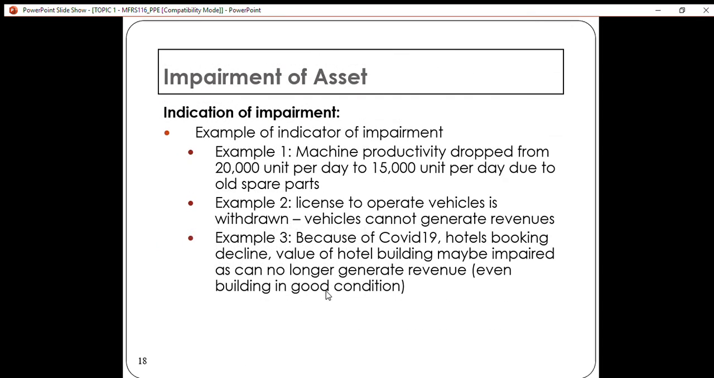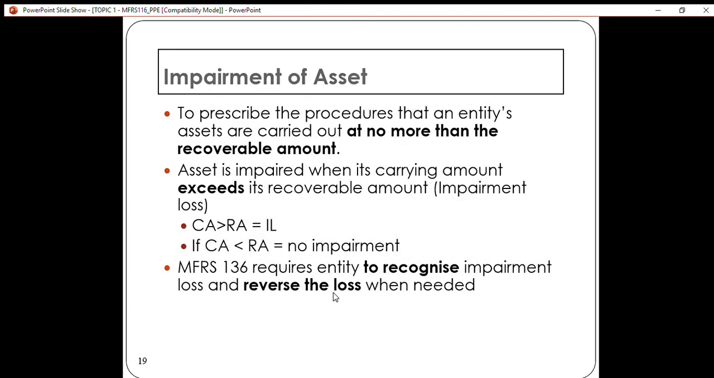Next we have a look at the examples of indicators of impairment. Example 1, machine productivity dropped from 20,000 units per day to 15,000 units per day due to old spare parts. Example 2, license to operate vehicle is withdrawn, so vehicles cannot generate revenues. Example 3, because of COVID-19, hotel bookings decline. The value of the hotel building may be impaired as it can no longer generate revenue, even though the building is in good condition. So these are the examples of indicators of impairment.